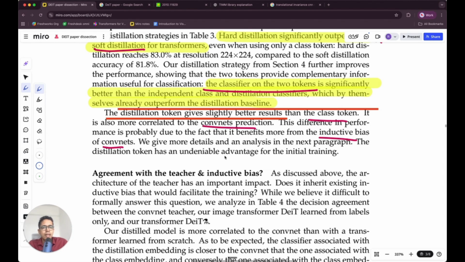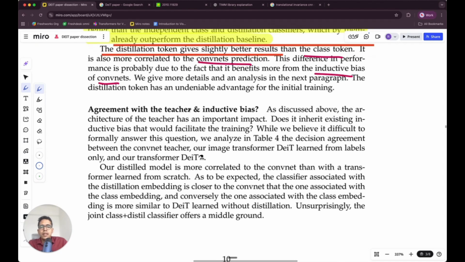The distillation token has an undeniable advantage for the initial training. Okay. Agreement with the teacher and inductive bias.